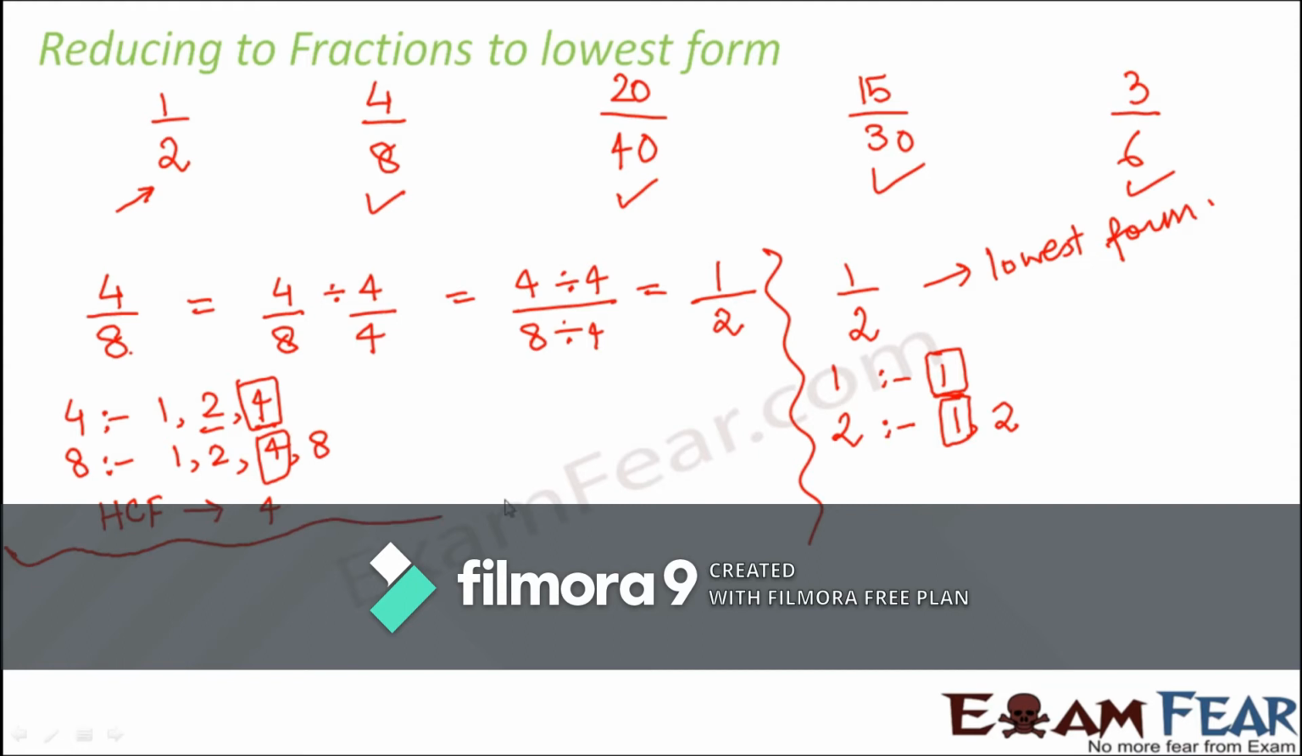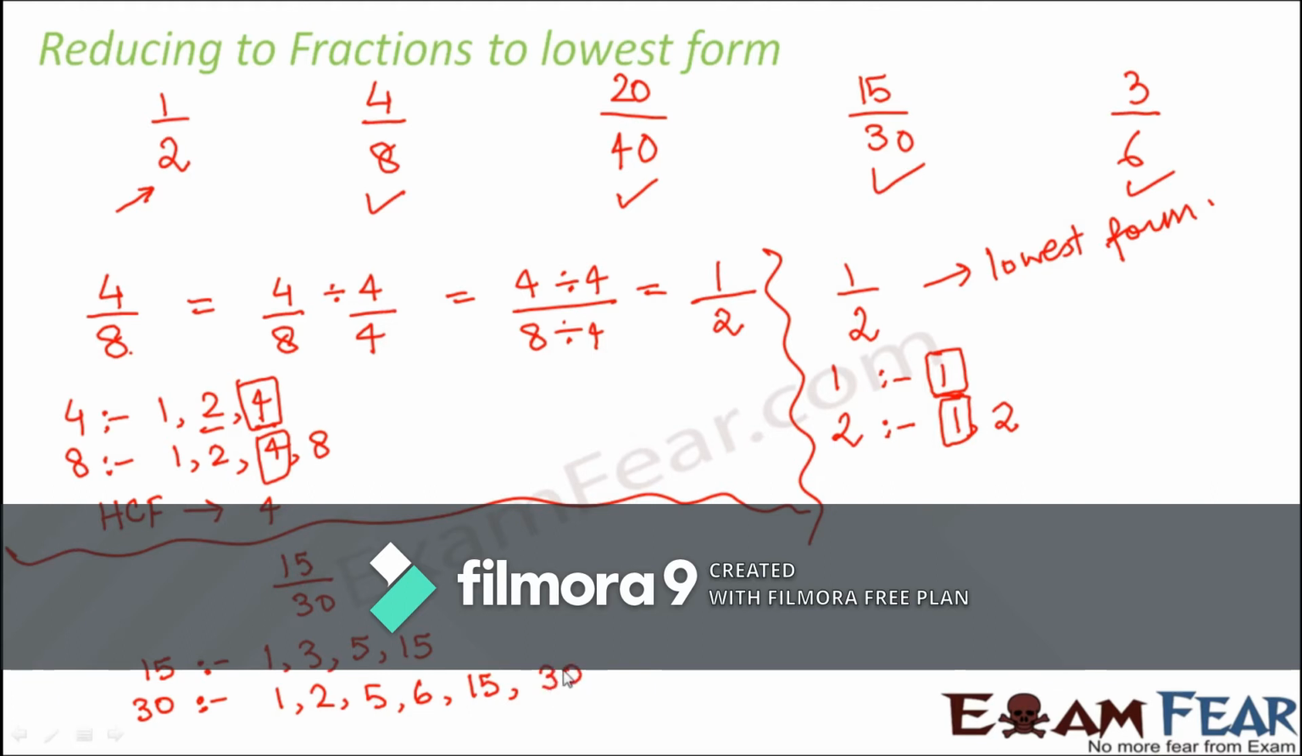So let us pick up some other example from here. Let's say 15 by 30. So let's write the factors of 15. It is 1, 3, 5 and 15. Similarly, let's write the factors of 30. It would be 1, 2, 3, 5, 6, 10, 15 and 30.